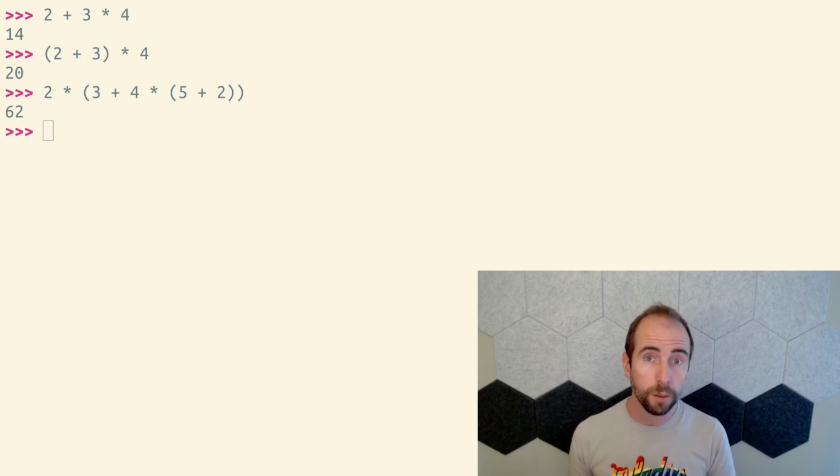So multiplication is performed before addition here. We can specify the order of operations explicitly by using parentheses for grouping. And multiple levels of parentheses also work. So common arithmetic operations work pretty much the way you'd expect them to in Python.